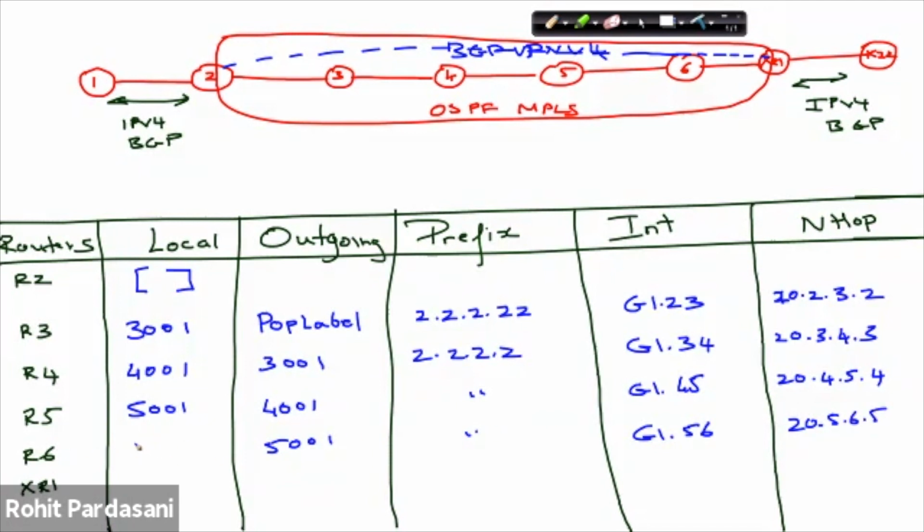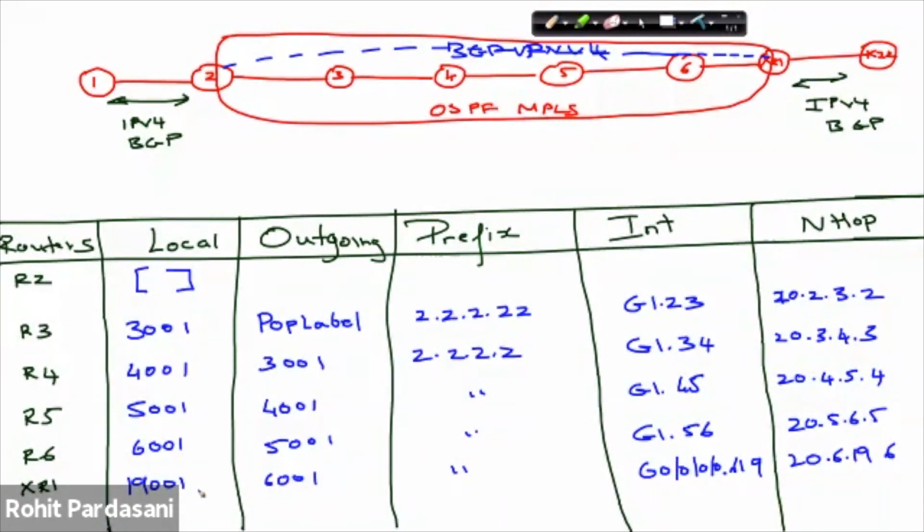20.5.6.5, and R6 will say, let's say 6001 to his neighbor XR1, 6001. This would be gig 0/0/0/0.619, 20.6.19.6. Now XR1 will also create a label for that prefix, maybe 19,001.